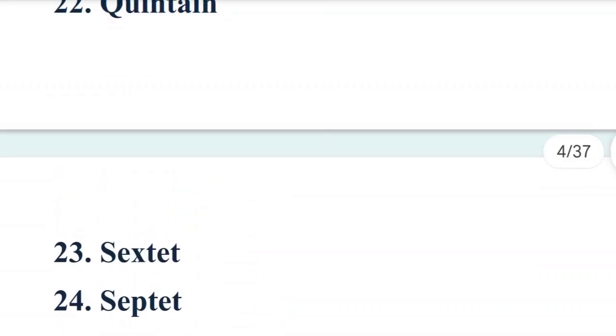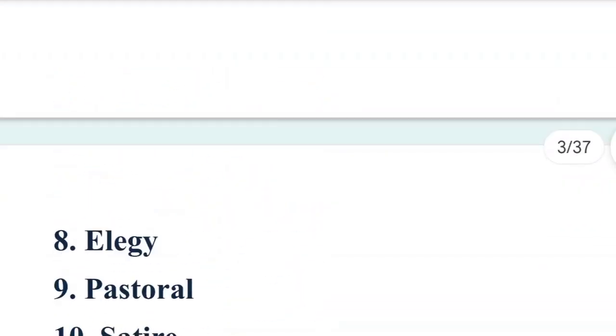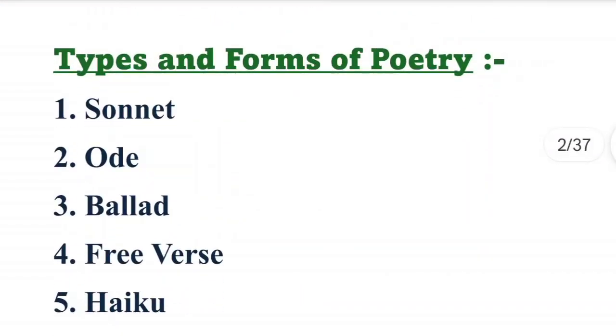These are the 32 types of poetry forms: sonnet, ode, ballad, free verse, haiku. We are going to discuss in detail each and every type and form of poetry. So it's better if you take down these notes, these 32 types and forms of poetry. Then we are going to discuss each and every type in detail.